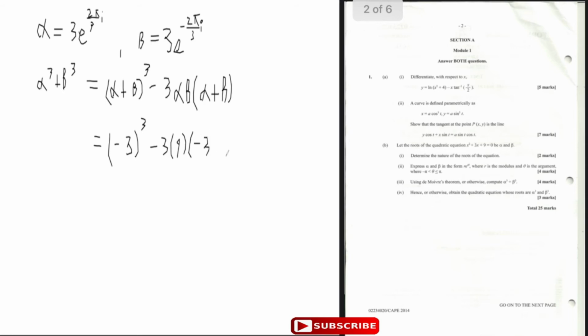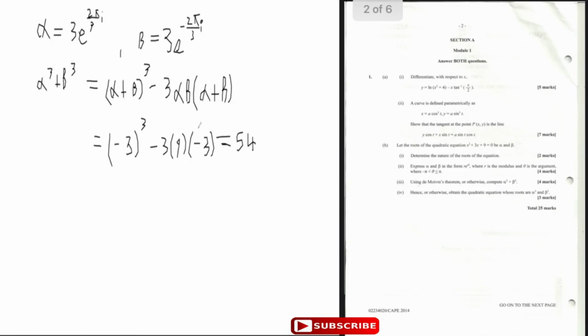So we work that out, and that will give us alpha cube plus beta cube. We don't need to do anything complicated. Minus 3 cube minus 3 times 9 times minus 3, and that's 54. So that's alpha cube plus beta cube. Of course, you could have actually used alpha plus beta, but I was thinking about it. Why would I want to add them in exponential form when that can be a little bit tricky sometimes? All right, so that's the reasoning behind it.